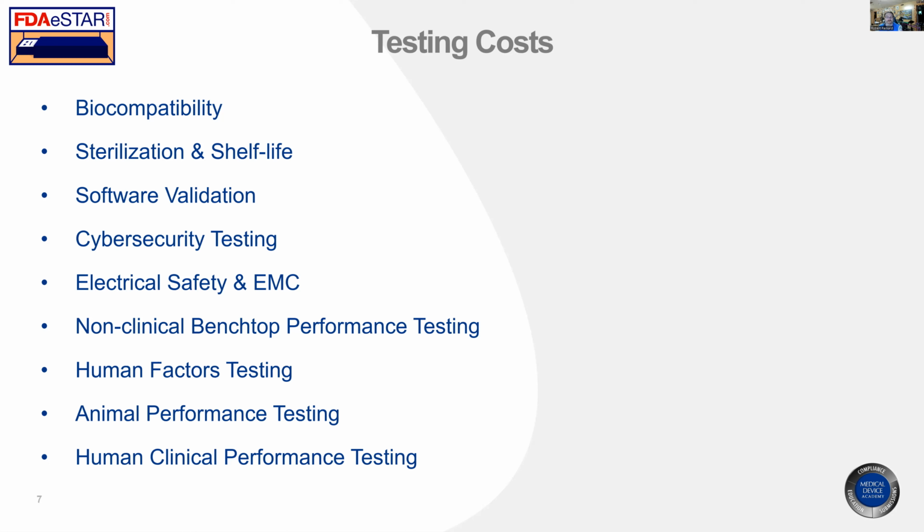Animal performance testing, we try to avoid however we can, but some devices require that. And then human clinical performance testing is sometimes required as well, especially for de novos. So that's where all your testing costs are going. And you just go down that list and say which things are applicable, what things are not, and try to come up with estimates for them. But it depends on your device.